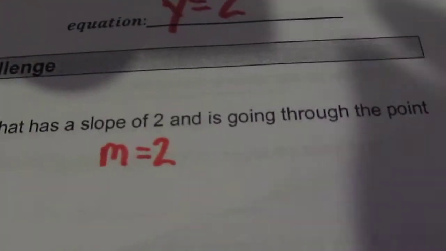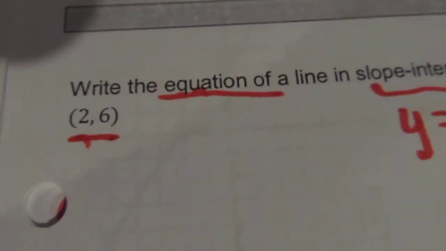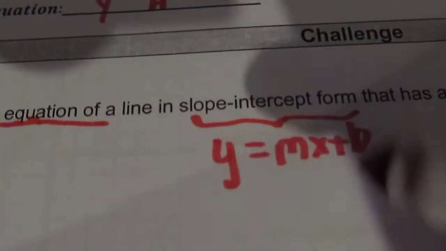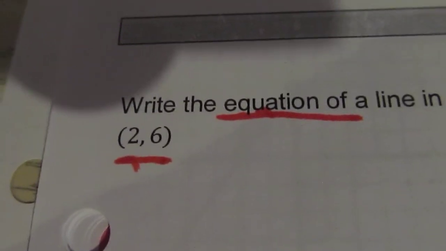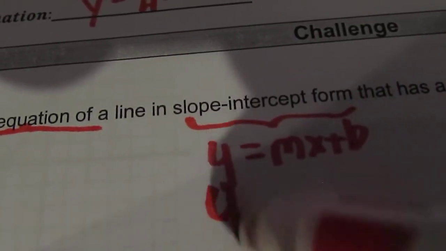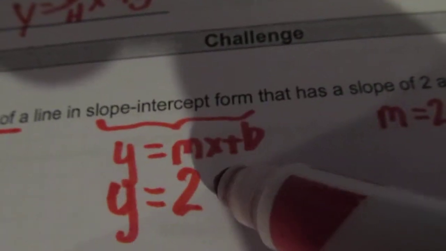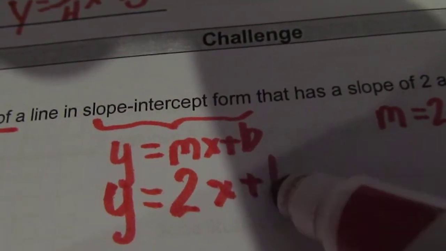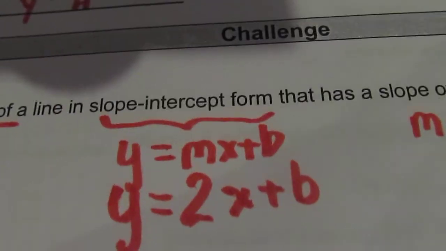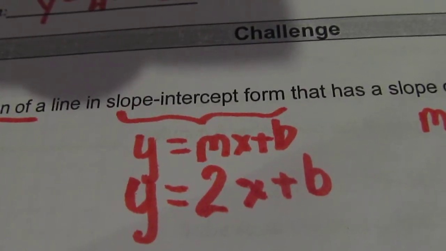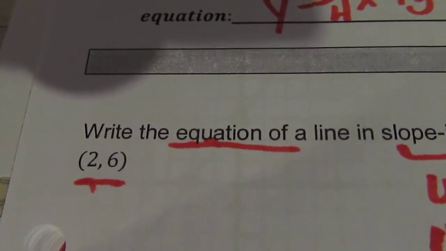And is going through the point 2, 6. That's going to be a little more challenging. Because when I go to plug in, that point doesn't have 0 as a y-intercept, so I can't just put 6. I know that I have y equals 2 for the slope, x plus b. How could I find b if I know the point it goes through is 2, 6?